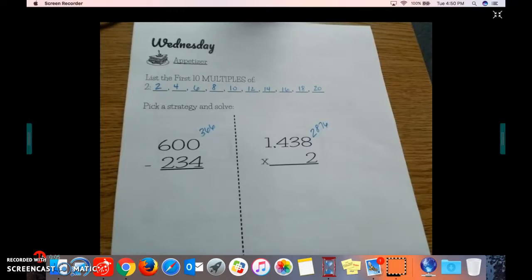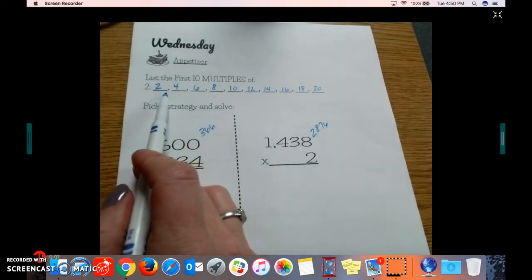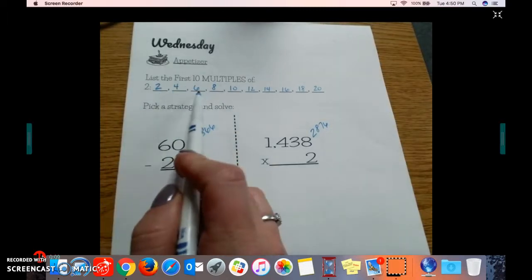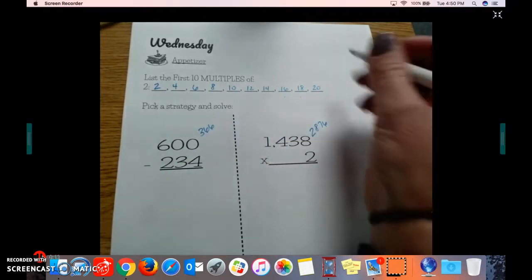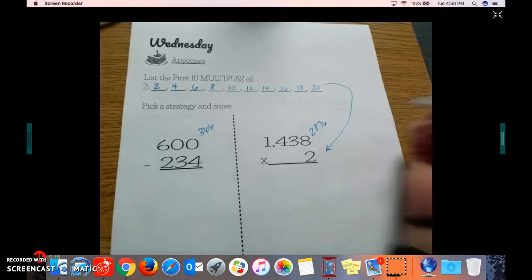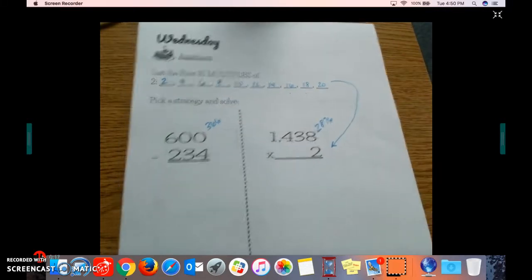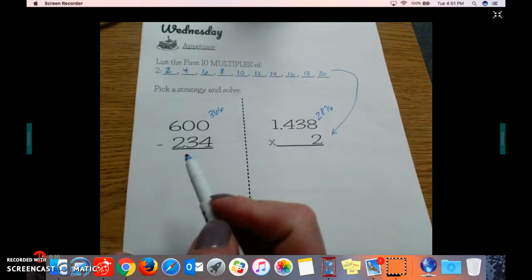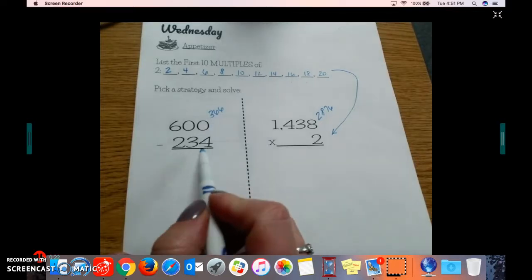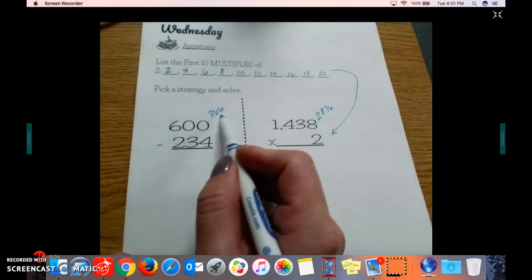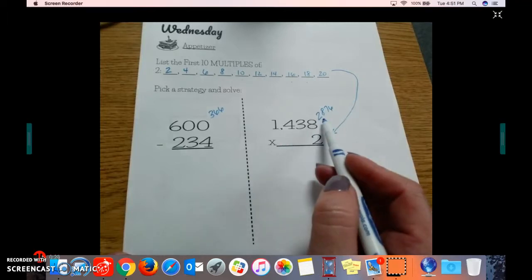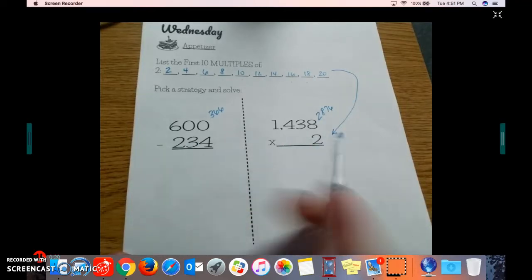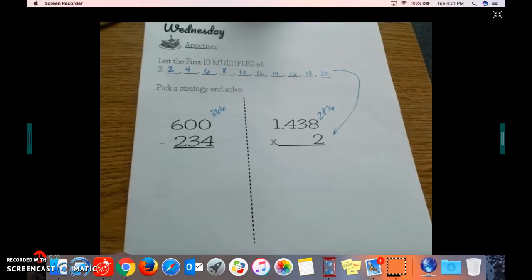The first thing you need to do is double check that you have skip counted by twos for your first 10 multiples here. 2, 4, 6, 8, 10, 12, 14, 16, 18, and 20. You're going to use these multiples to help you multiply down below. Now you need to get a different color pencil to check your work. So we have 600 minus 234, 366, 1,438 times 2, 2,876. If those are both correct, you may move on to the main menu.